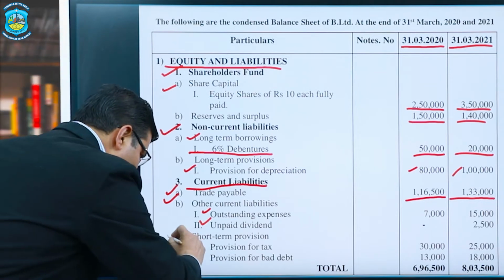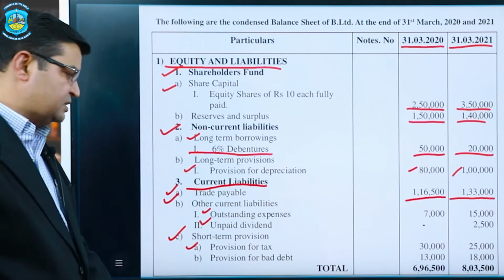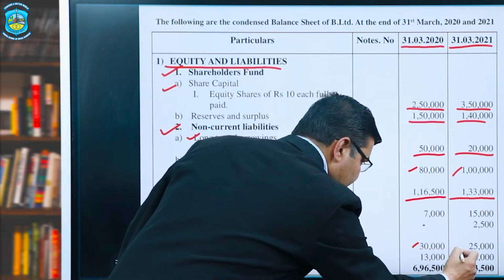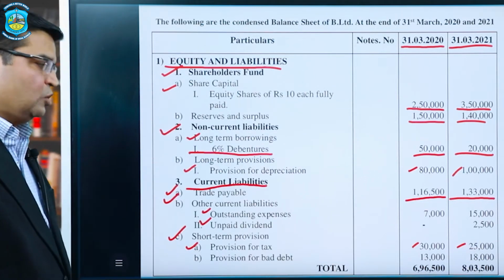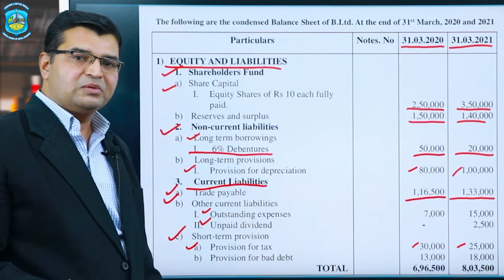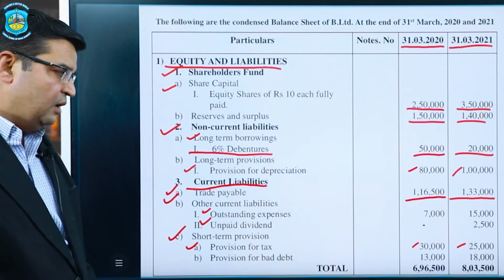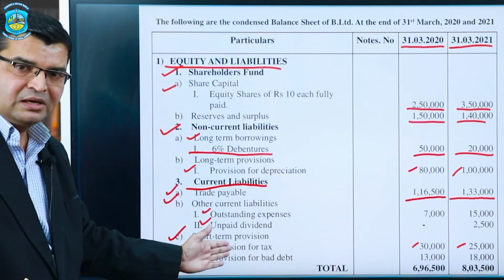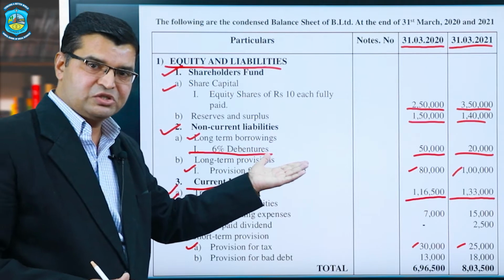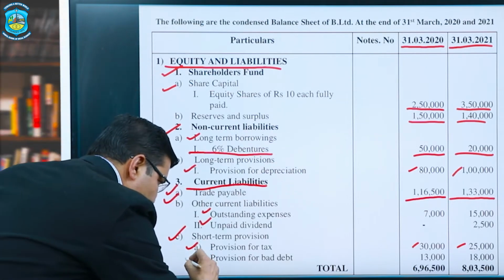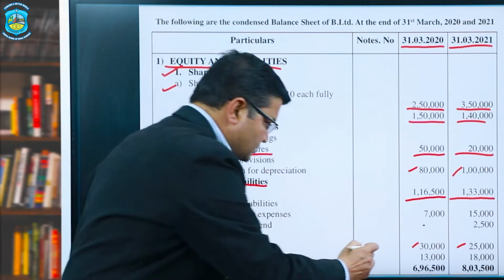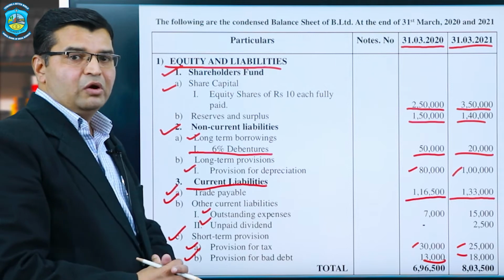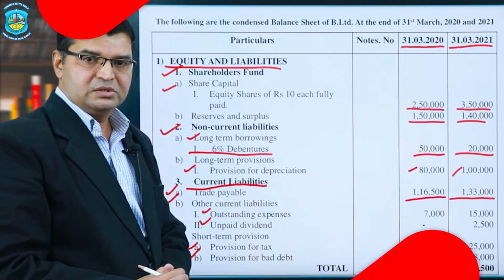And finally short-term provisions are given, in which the first is provision for tax. Provision for tax has been shown worth rupees 30,000 and here it is 25,000. Okay, so it means it has been reduced by 5,000 rupees during the year. So we will see what is the impact of reduction of this 5,000 rupees in this provision for tax while solving the question. Then next is provision for bad debts. Earlier it was 13,000 and now it is 18,000. It means during the year we have increased it by rupees 5,000.